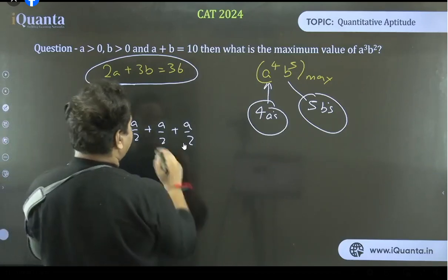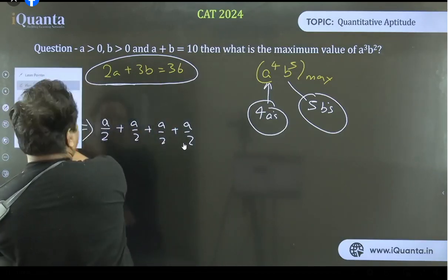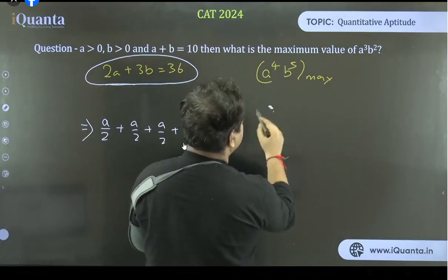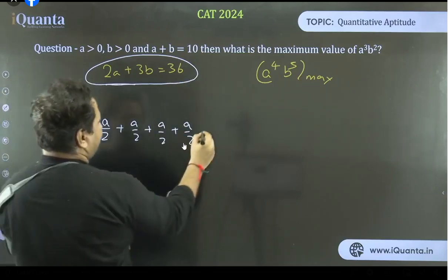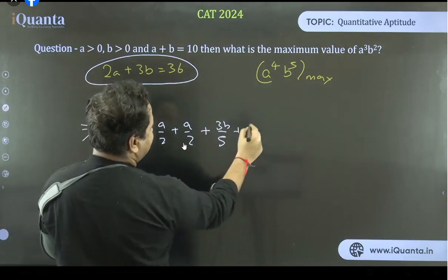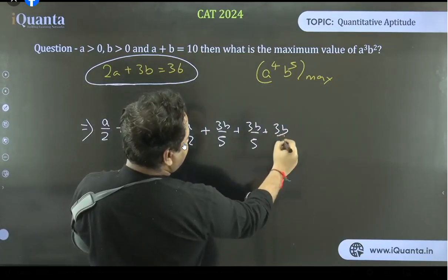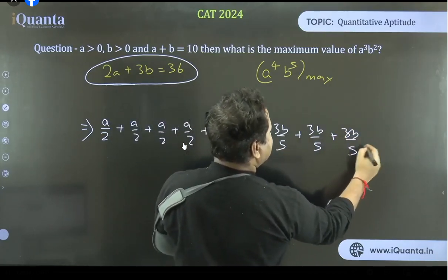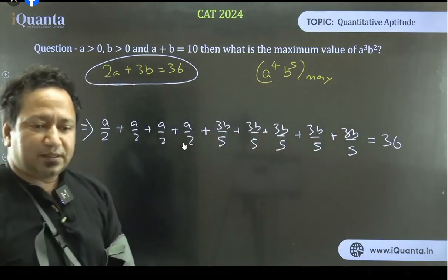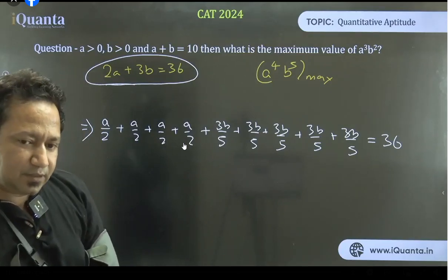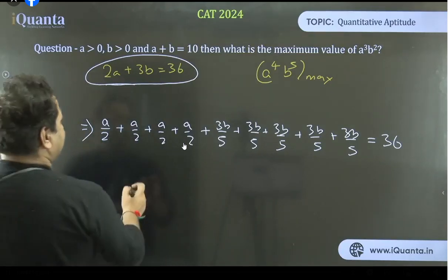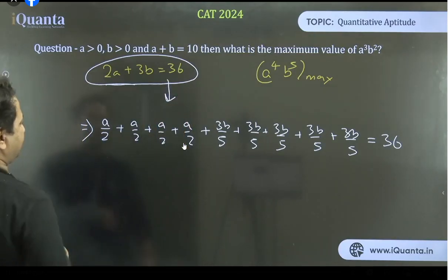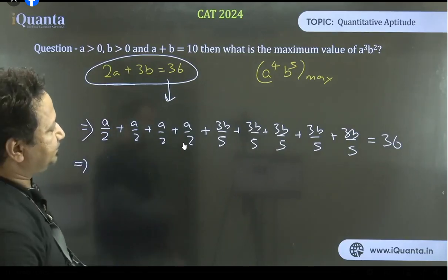And I need 5 b's also, but all I have is 3 b's. How do I get 5 b's? By dividing 3 b's into 5 equal parts. Is that cool? So 3b by 5 times. I'm writing it, look. I don't feel like writing, but let me write it once so that everybody understands. This whole is equal to 36. Do you get it now? All of you? I have written the same expression as this. Cool.